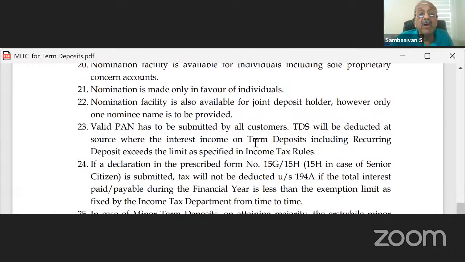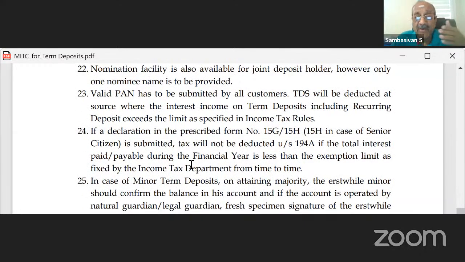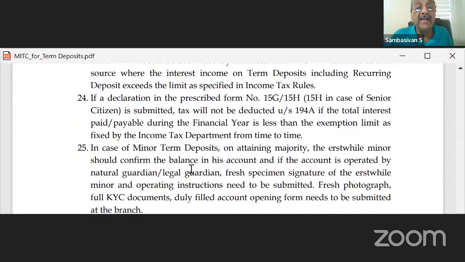Valid PAN has to be submitted by all customers. TDS will be deducted at source where the interest income on term deposits and recurring deposit exceeds the amount specified in income tax rules. Now it is 40,000 in a financial year for people who are non-senior citizens. For senior citizens, it is 50,000. Form 15G is a declaration where you say, my income is less than the taxable limit, so please don't deduct. That is for people below 60 years. 15H is for people like me who are above 60. If we give a letter, they will not deduct TDS.